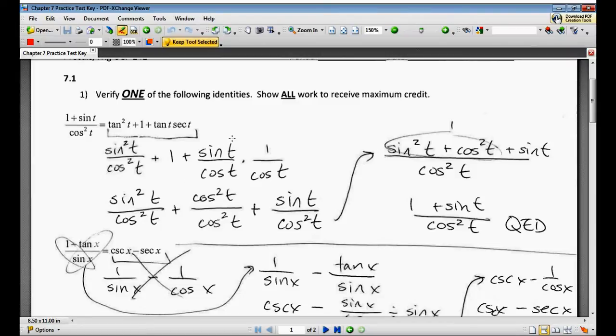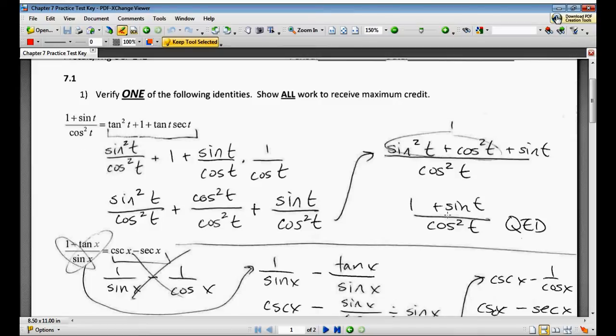So let's get our 1 to have the same common denominator. So multiply by cosine squared over cosine squared, and that's 1. Since I have a common denominator, I can add all these together. So the denominator stays the same when you add fractions, and I'll have sine squared t plus cosine squared t plus sine t. Well, sine squared plus cosine squared, that's a Pythagorean identity. That's just going to be 1. So now I have 1 plus sine t in the numerator over cosine squared in the denominator. And that's what I had. That's what I was supposed to get.